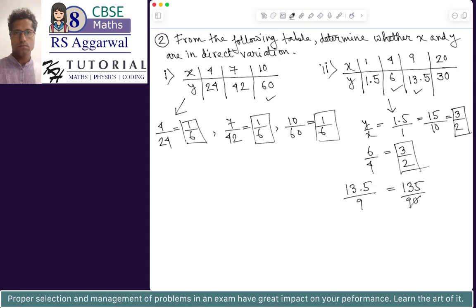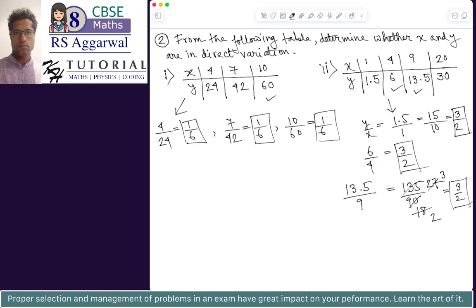Let's divide by 5. This is 5, 118. This is 5, 27. And this is, okay, so 3, so if you divide by 9, this is 2 and this is 3. So this is also 3 by 2.